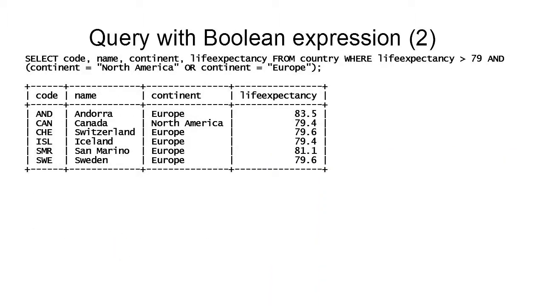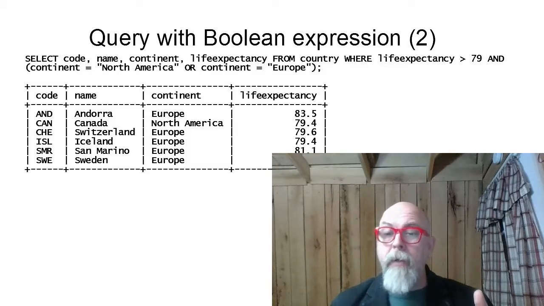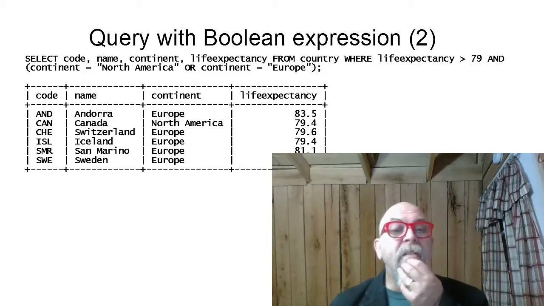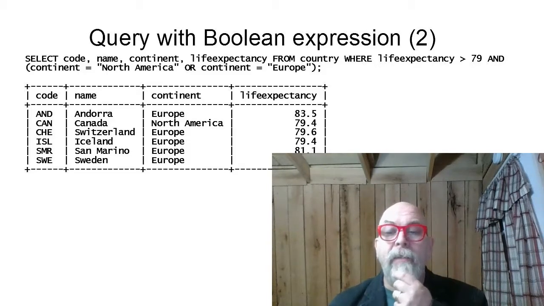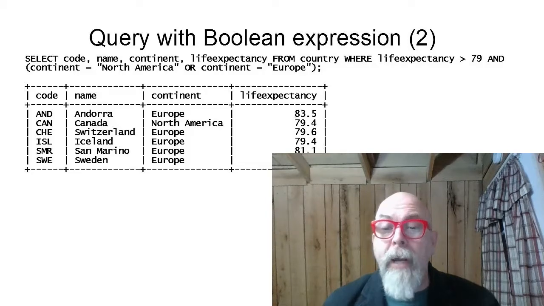And now we can see the result of that SQL query. Andorra, Canada, Switzerland, Iceland, San Marino, and Sweden are the countries in North America and Europe that have a life expectancy of greater than 79. Andorra, that looks like a fine place to live. They live long in Andorra. Maybe that's where I need to go look to see where to retire.